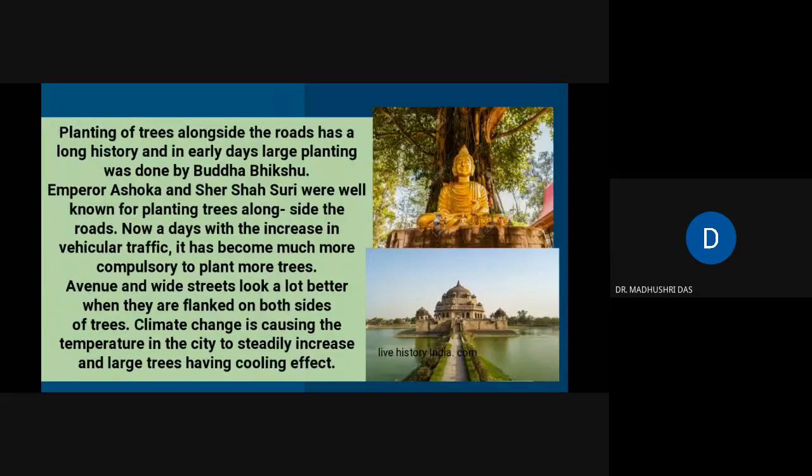If we see its history, this concept of planting along the roadside is not a modern practice. In the ancient world, this plantation was practiced by Buddhist bhikshus. In the present century of globalization, it is very important to plant such trees more and more. Avenue plantation looks more beautiful when both sides of pathways are planted with the same species of tree in a symmetric way.